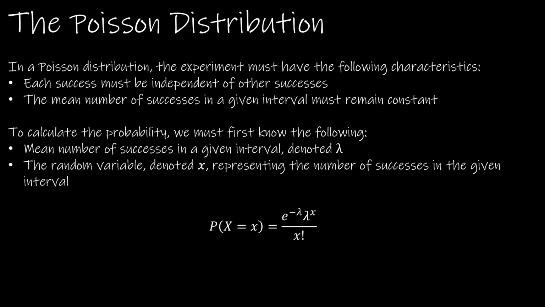So in a Poisson distribution, we must have that each success is independent of other successes, and we must have the mean number of successes in a given interval remaining constant. So the values that we're going to be given, or that we need to make sure that we know to find the solution, are the mean number of successes in a given interval, denoted lambda, and then the x value, which represents the number of successes in the given interval that we are trying to test.